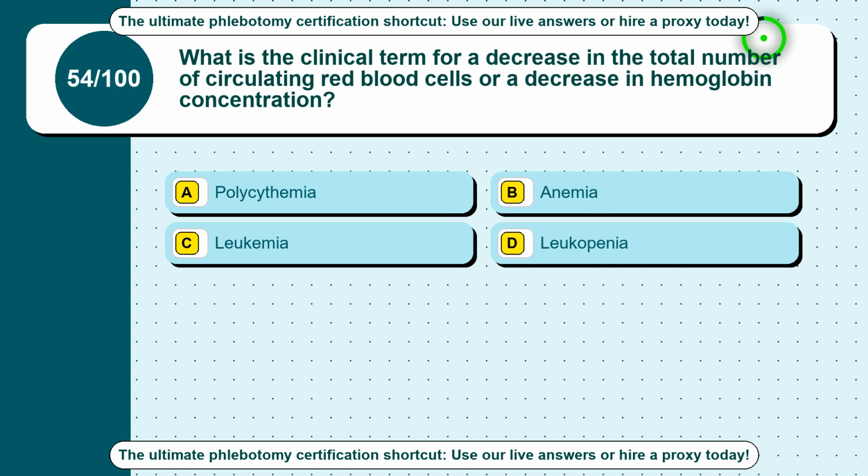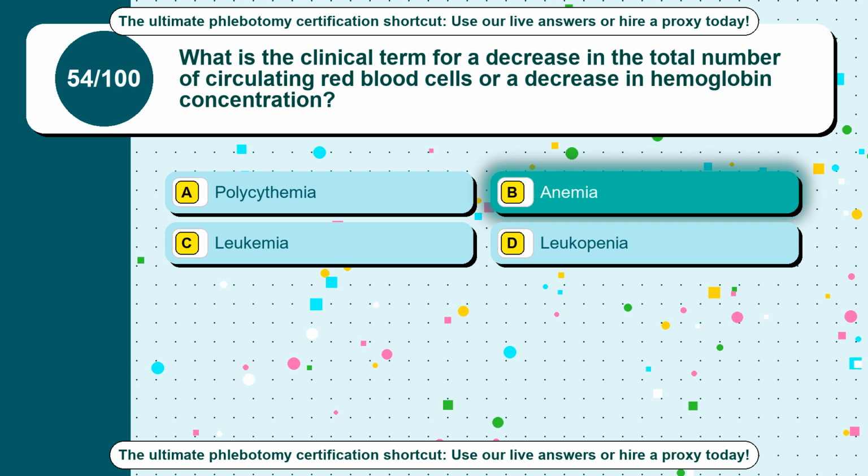Question 54. What is the clinical term for a decrease in the total number of circulating red blood cells or a decrease in hemoglobin concentration? Option A, polycythemia. Option B, anemia. Option C, leukemia. Option D, leukopenia. The correct answer is option B, anemia.